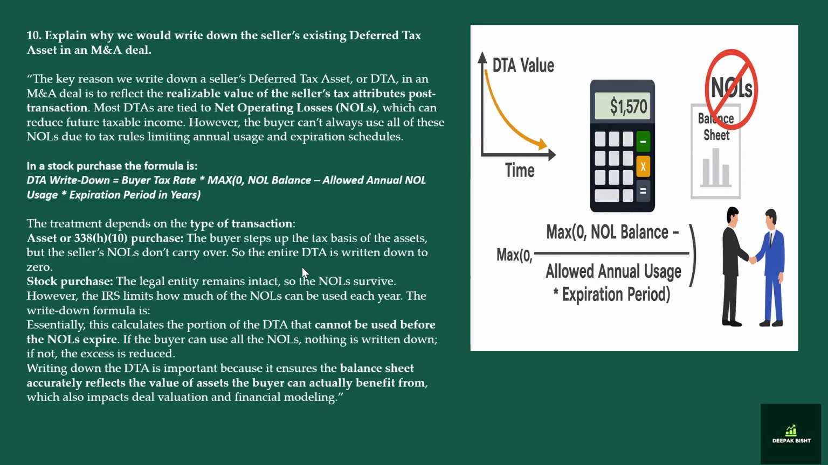Okay, so understand this one more time. If it's an asset purchase, we are only purchasing the asset, but the deferred tax asset is with the legal entity, not with the asset only. So when we are only purchasing the asset, we will be writing it down. Don't get confused. If it's a stock purchase or an asset purchase, the buyer steps up the tax basis of the asset, but the seller's net operating losses do not carry forward. So the entire DTA is written off.